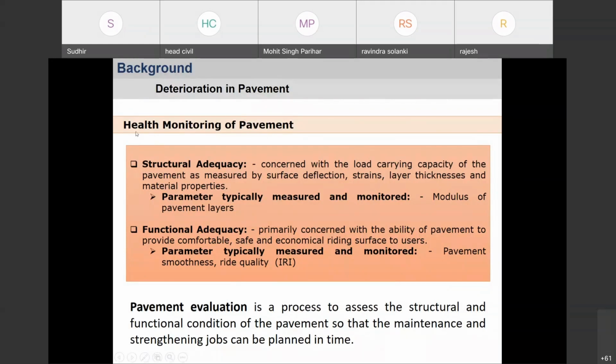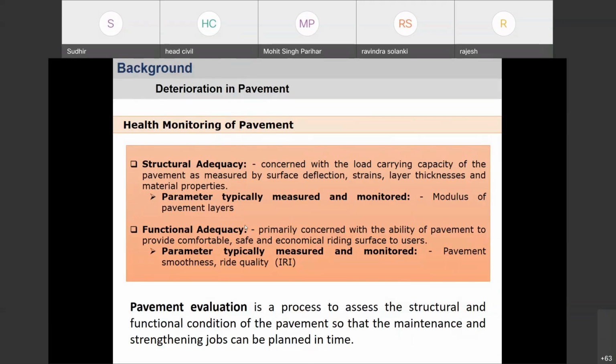Another category in health monitoring or payment evaluation could be looking at the functional adequacy of the existing payment structure. Okay, so what is your concern when you are looking at functional adequacy of the payment structure? Your concern is basically to understand what is the comfort level that the existing payment is providing to the users. Okay. And in addition to that, you would like to understand how safe and economical it is to ride on this surface, payment surface. Okay. Whenever I'm saying surface, it means the payment surface.